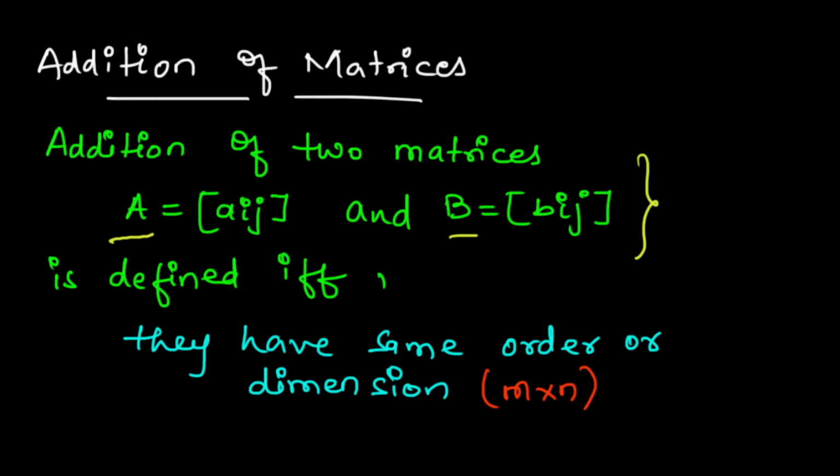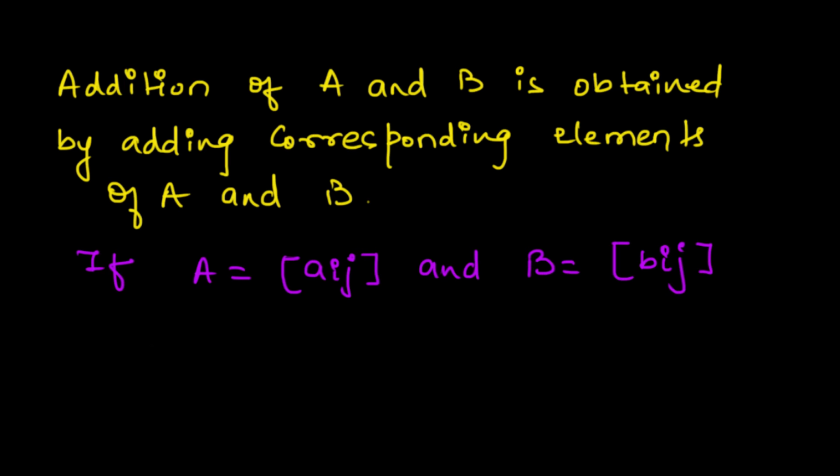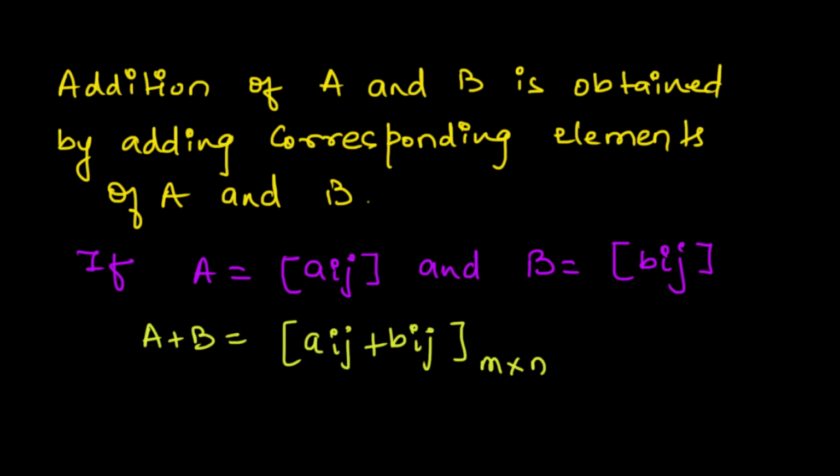Now if the dimensions of both matrices are the same, the addition of A and B is obtained by adding the corresponding elements of A and B. Let's see it through an example. Suppose A is Aij and B is Bij. Then A plus B is defined as adding the corresponding Aij and Bij. The resultant matrix will also have the same order as A and B.